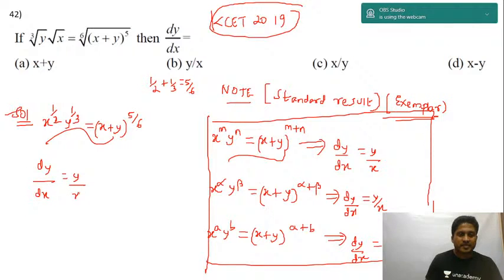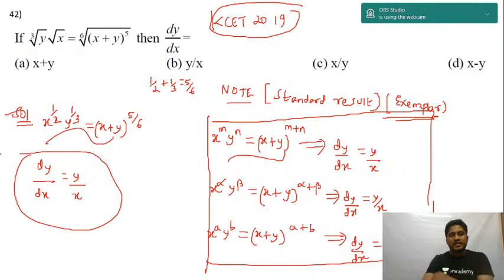You want the normal method, take log on both the sides, use all these properties, do the postmortem and get the answer. Dy by dx is equal to y upon x. Answer is option B. Listen, it was asked in KCET 2019 question. You still get dy by dx is y by x only. Yes, y upon x.